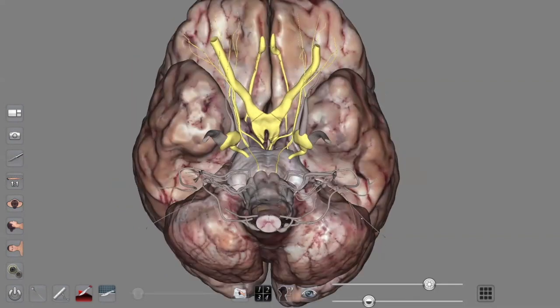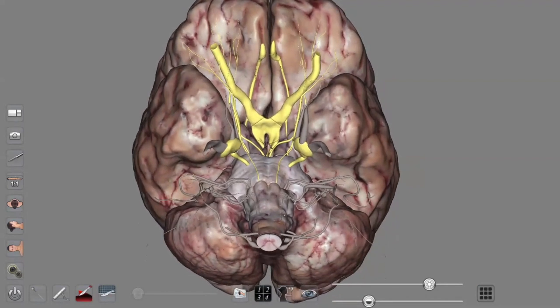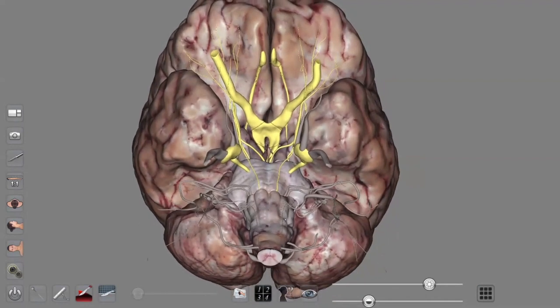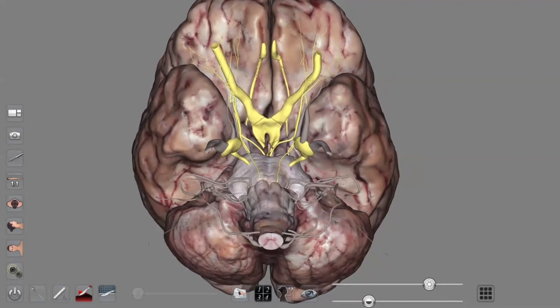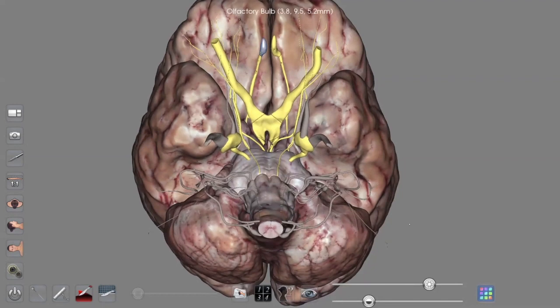Looking at the cranial nerves on the inferior aspect of the cerebrum, as well as the anterior aspect primarily of the brainstem, what you see highlighted in yellow here are cranial nerves 1 through 6. Beginning anteriorly, cranial nerve 1 is the olfactory nerve, seen here as both the olfactory tract and the olfactory bulb. The olfactory nerve is a sensory nerve that is responsible for the sense of smell.